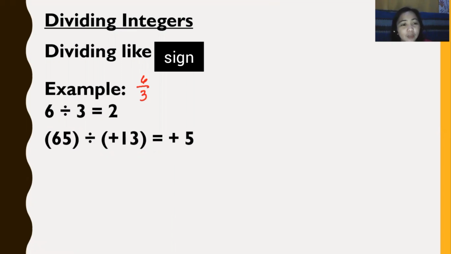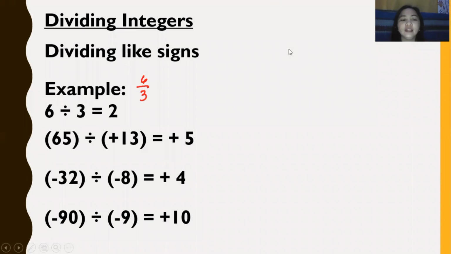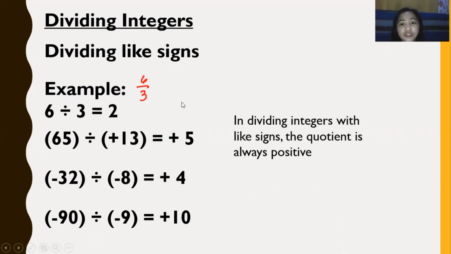Another example is negative 32 divided by negative 8. The answer is positive 4. Negative 90 divided by negative 9, they are both negative. The answer is positive 10. Now, can you see the rule here? Just like multiplication, in dividing integers with like sign, the quotient is always positive. So kapag magdi-divide ka at parehas silang positive, ang sagot ay positive. Or if we are to divide both negative numbers, the answer is also positive.